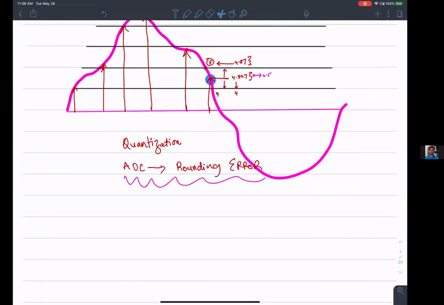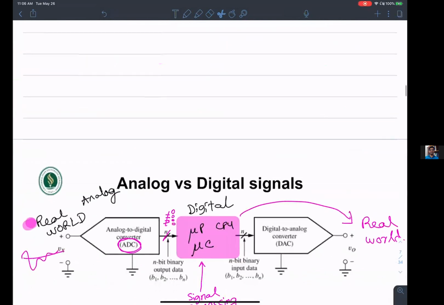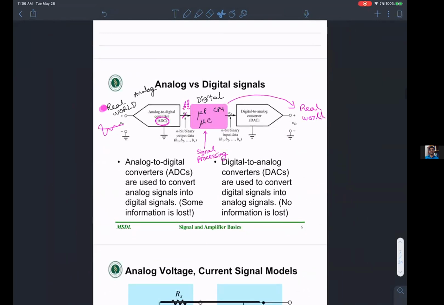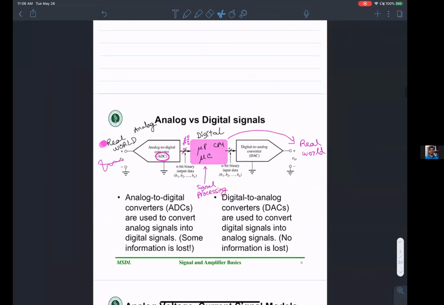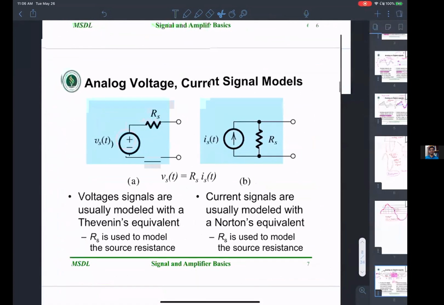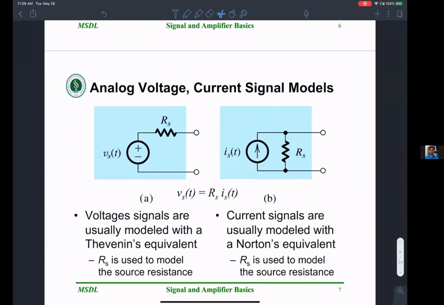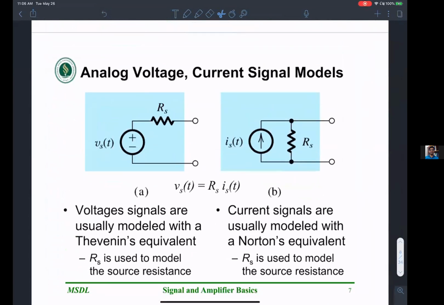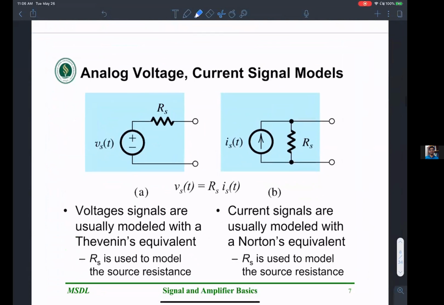Okay, questions, please. Other questions? Okay, so that's the idea of analog and digital signals. The most important analog and digital signals that we encounter are voltage and current signals. So we want to understand these voltage and current signals shown as a Thevenin's equivalent here.